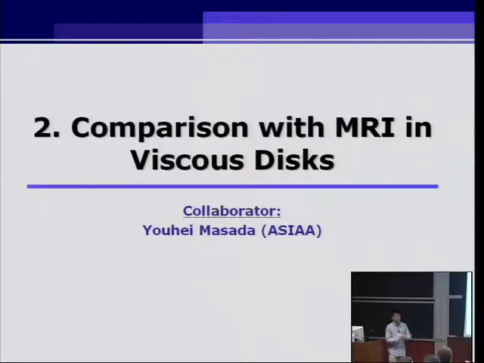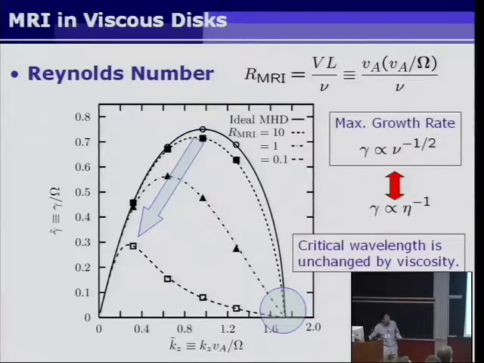Okay, so this is the second topic: a comparison between viscous and resistive MRI. This dispersion relation is a result including only viscosity. Just as in the resistivity case, the viscosity can suppress the MRI, and the maximum growth rate decreases as the viscosity increases.